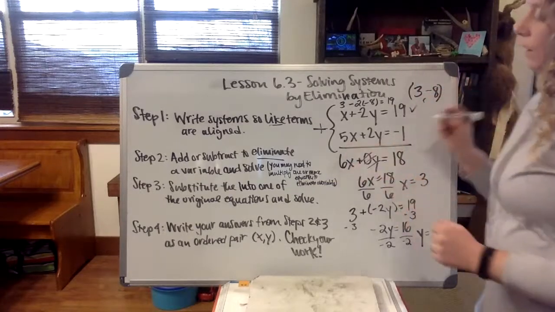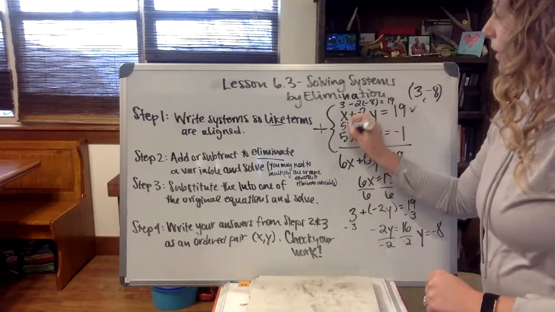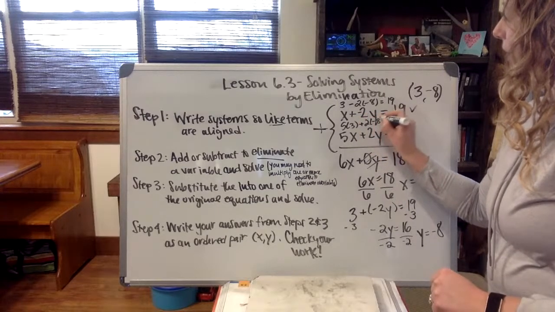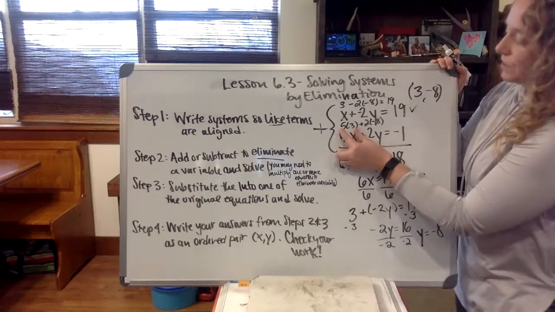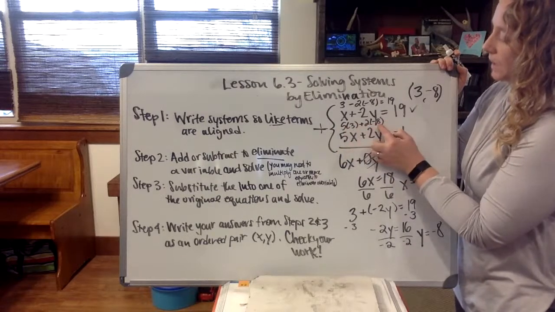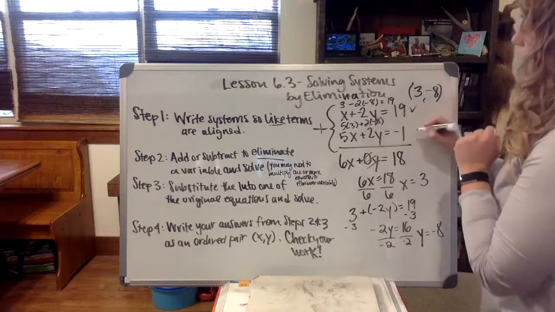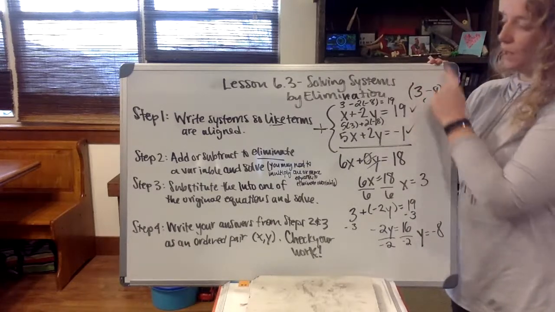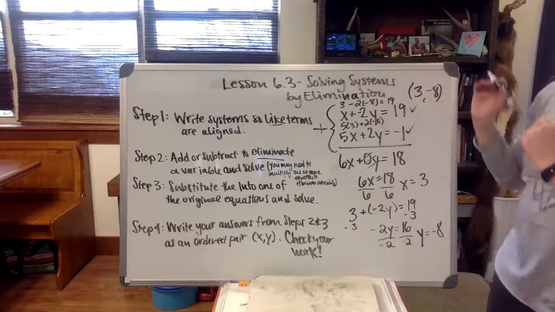Let's check this one. 5 times 3 plus 2 times negative 8. 5 times 3 is 15. 2 times negative 8 is negative 16. 15 minus 16 equals negative 1. We're good. Both of them work, and we have our answer, 3, negative 8, using elimination.